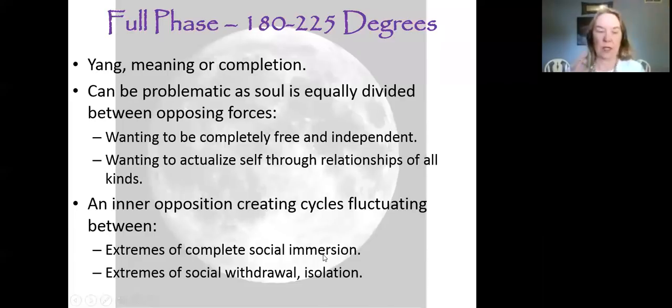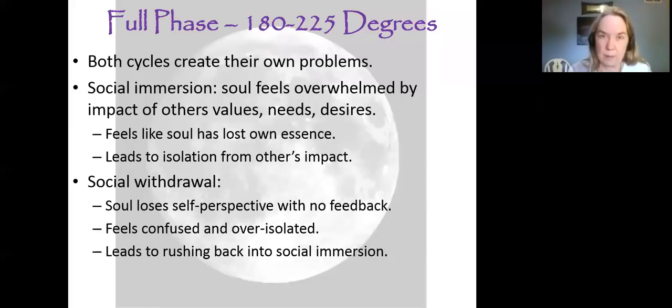So again, I want to be free. I want to have a relationship. I want to be with somebody. I want to be alone. You can see how that goes back and forth between the zero and the 180 in regards to aspects. So what can happen when we go into the social immersion interaction side of it?